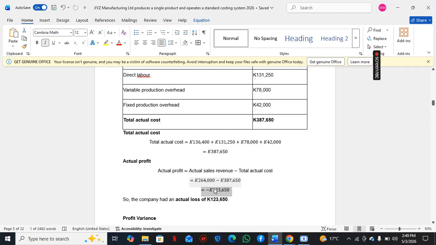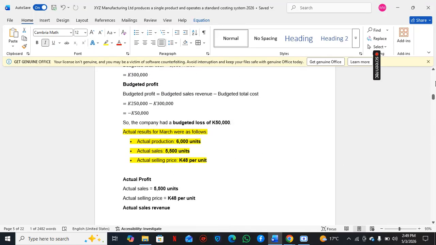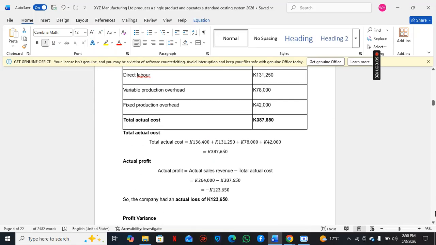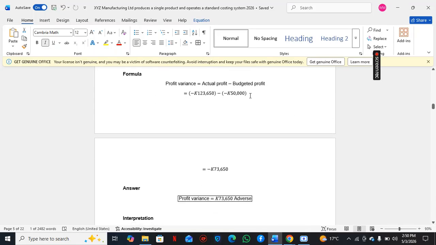You see the actual loss is 123,650. The budgeted loss, where did we get it? It is negative 50,000. This company did worse. Obviously, the budgeted loss is 50,000, but in actuality, our loss was about 123,000. So we did worse.